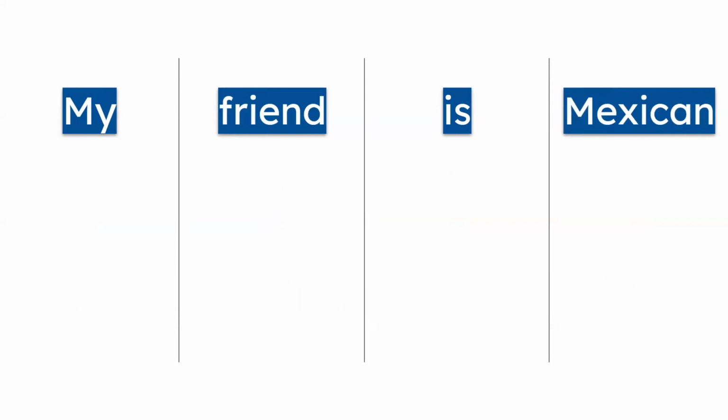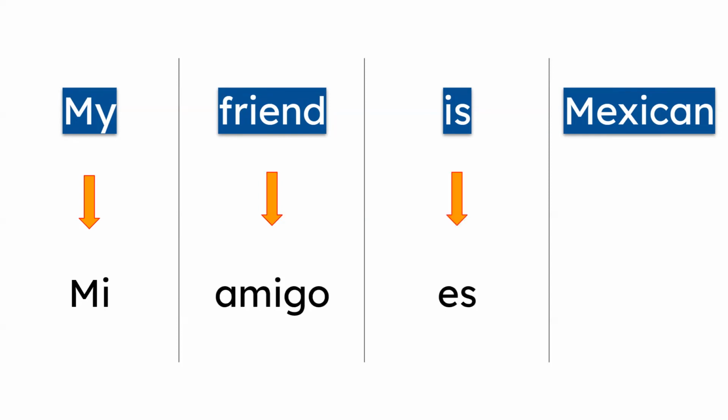And the final sentence for this video is my friend is Mexican. So according to what you have learned so far, I think you can do this yourself. Now, try it. I'll give you 5 seconds. Okay, are you ready? My was mi, friend, amigo. Mi amigo es Mexican. How do we say Mexican in Spanish?